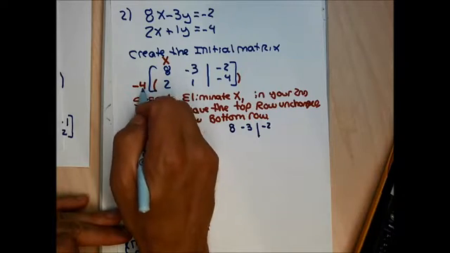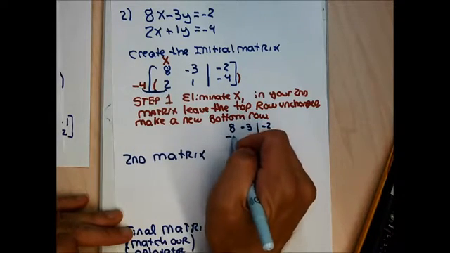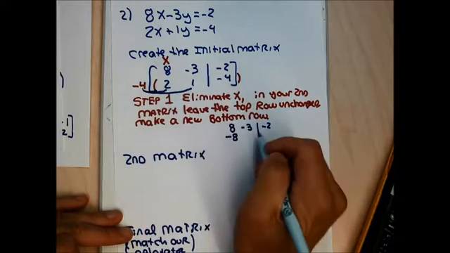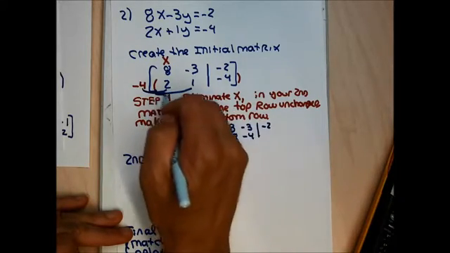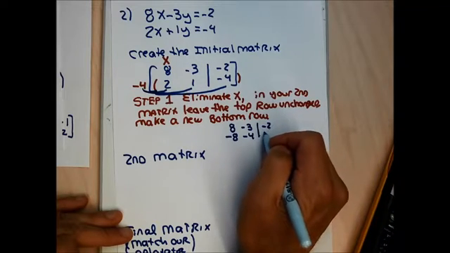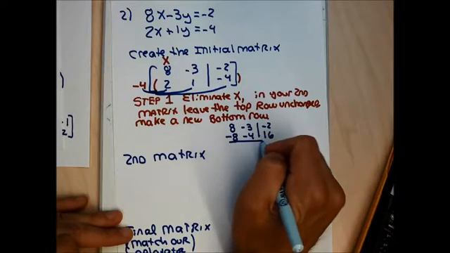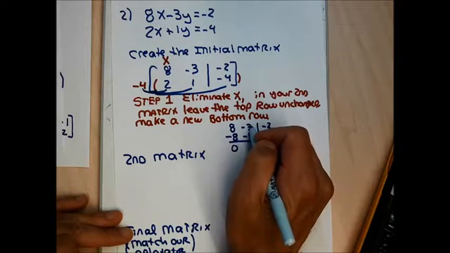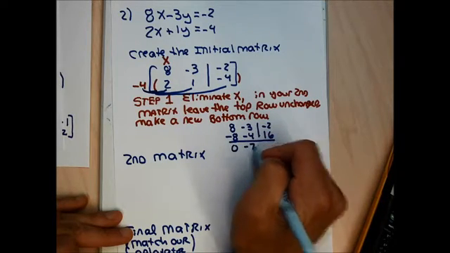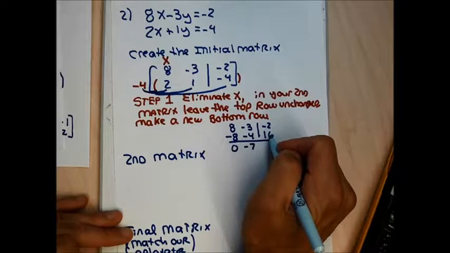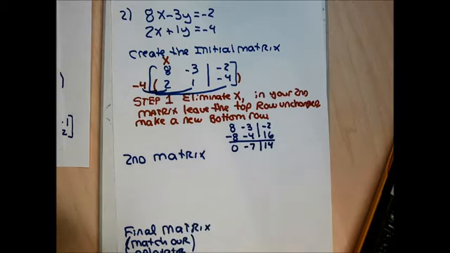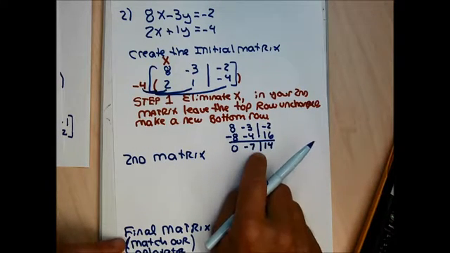And for the bottom row, I'm going to go negative 4 times 2 is negative 8. Just doing the elimination method without the letters. Negative 4 times 1 is negative 4. Negative 4 times negative 4 is positive 16. I'm going to add together 8 plus negative 8 is 0. Negative 3 plus negative 4 is negative 7. Negative 2 plus positive 16 is positive 14. This is a candidate for the new bottom row.